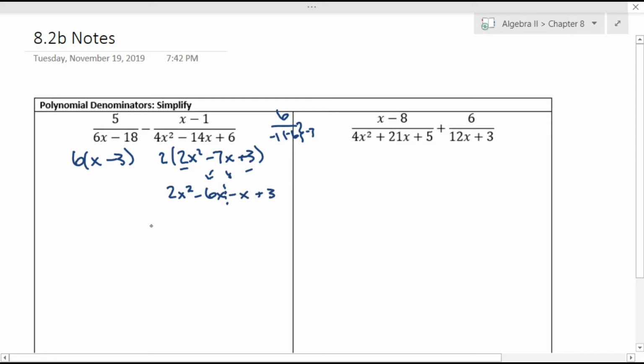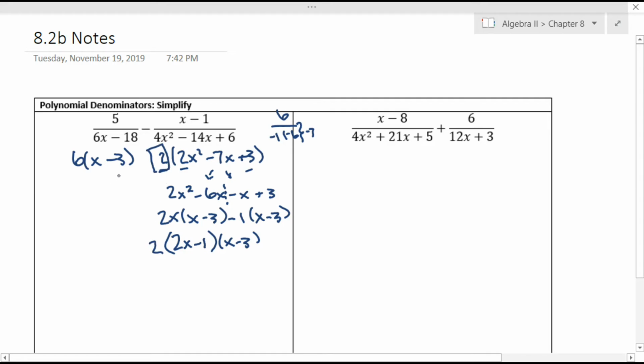What can I pull out of the first two terms? I have a 2x, and that leaves me with x minus 3. If I want this side to also be x minus 3, I have to pull out a negative 1. So my two factors are going to be 2x minus 1 and x minus 3. And I can't forget this 2 right here that I had originally.